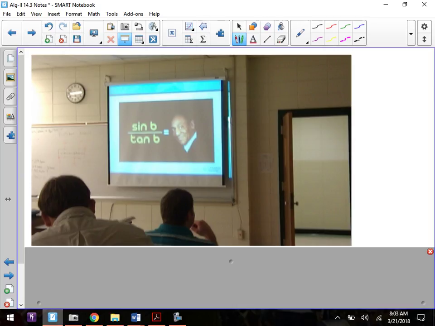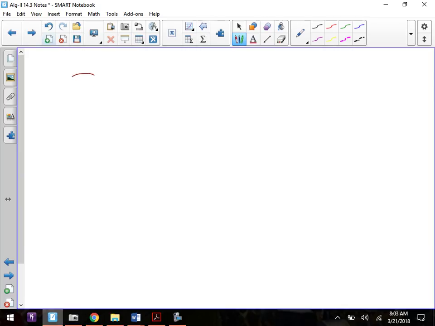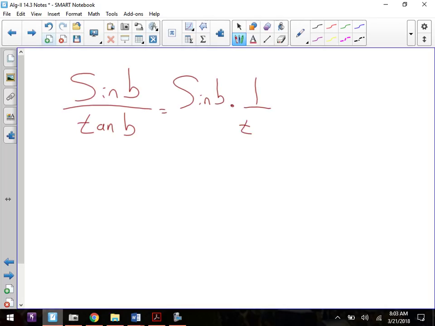Okay, all right. I know it's distasteful nowadays a bit, but here's why this happens. When you are dividing fractions, or when you have a fraction, it's something divided by something. Do you guys agree? Which means I could rewrite this as sine times 1 over tangent, just by pulling it apart.